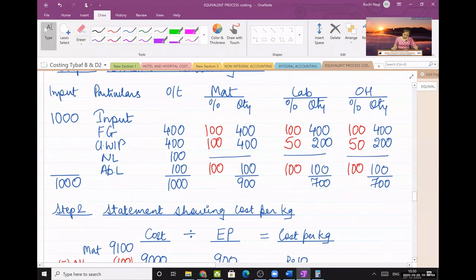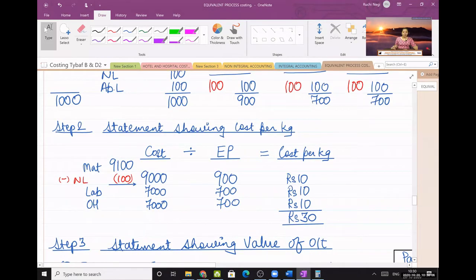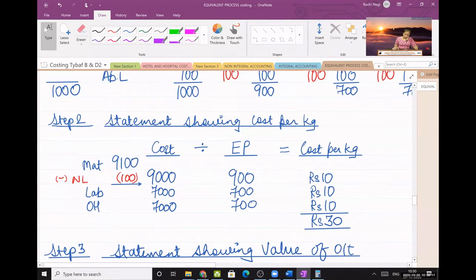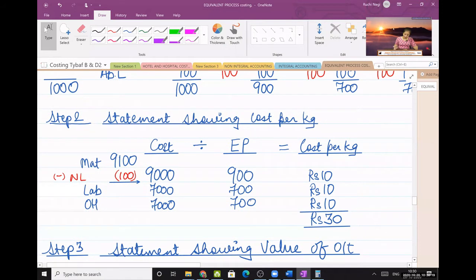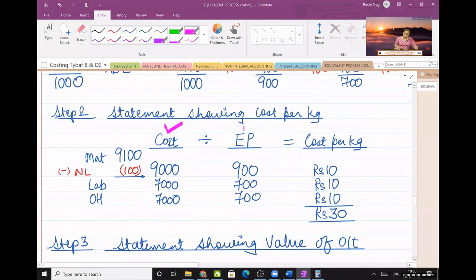Clear? Now, statement of CPU, cost per unit, or here the unit is in terms of kgs. So I will quantify in kgs. Cost per kg. So how do you get cost per kg? Obviously, total cost divided by quantity. And what is the name of quantity here? EP, equivalent production. So let me see the breakup of cost, first material.